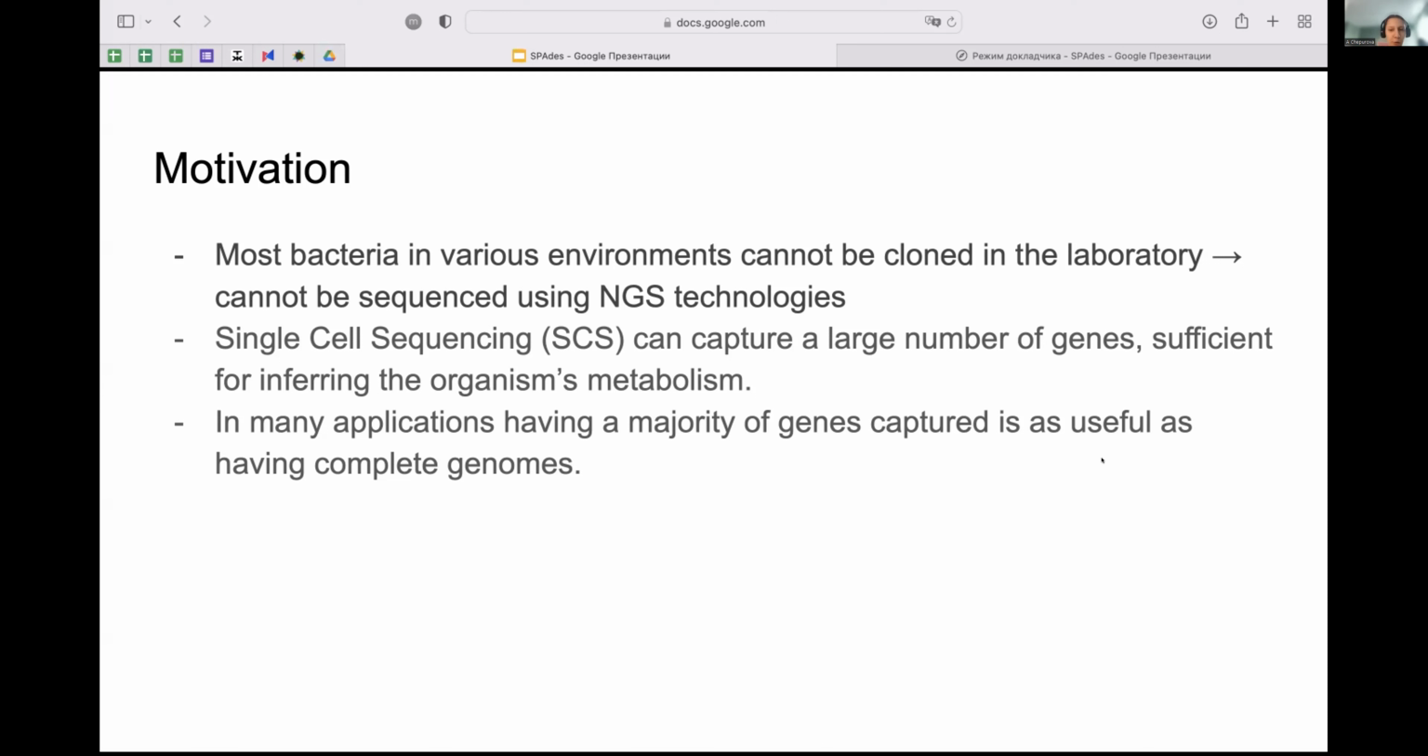Single-cell sequencing can capture a large number of genes, sufficient for inferring the organism's metabolism. Particularly, this fact can be useful for projects such as the Human Microbiome Project. And in many applications, having a majority of genes captured is as useful as having complete genomes. But single-cell sequencing is highly erroneous, and we need to come up with algorithms and approaches to fix it, to enhance the quality of single-cell sequences using algorithmic and mathematical approaches.